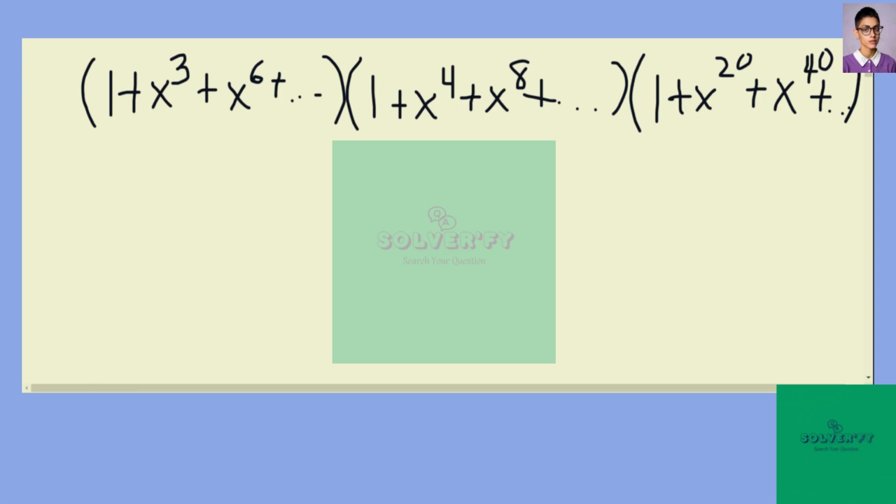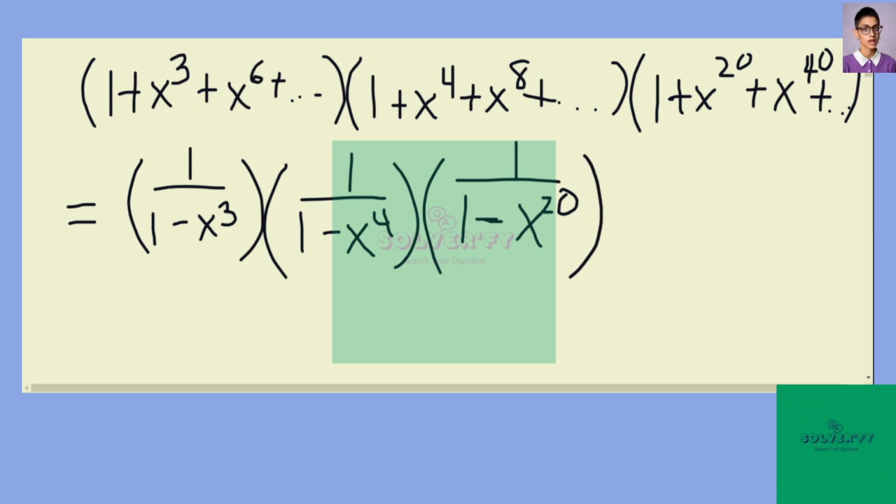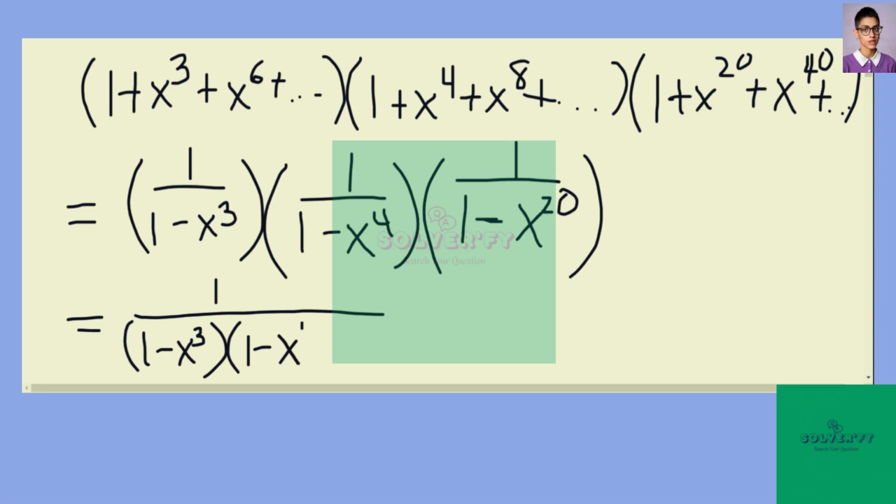And this can be simplified to 1 over 1 minus x cubed times 1 over 1 minus x to the 4th times 1 over 1 minus x to the 20th. And this can be combined into 1 over 1 minus x cubed times 1 minus x to the 4th times 1 minus x to the 20th.